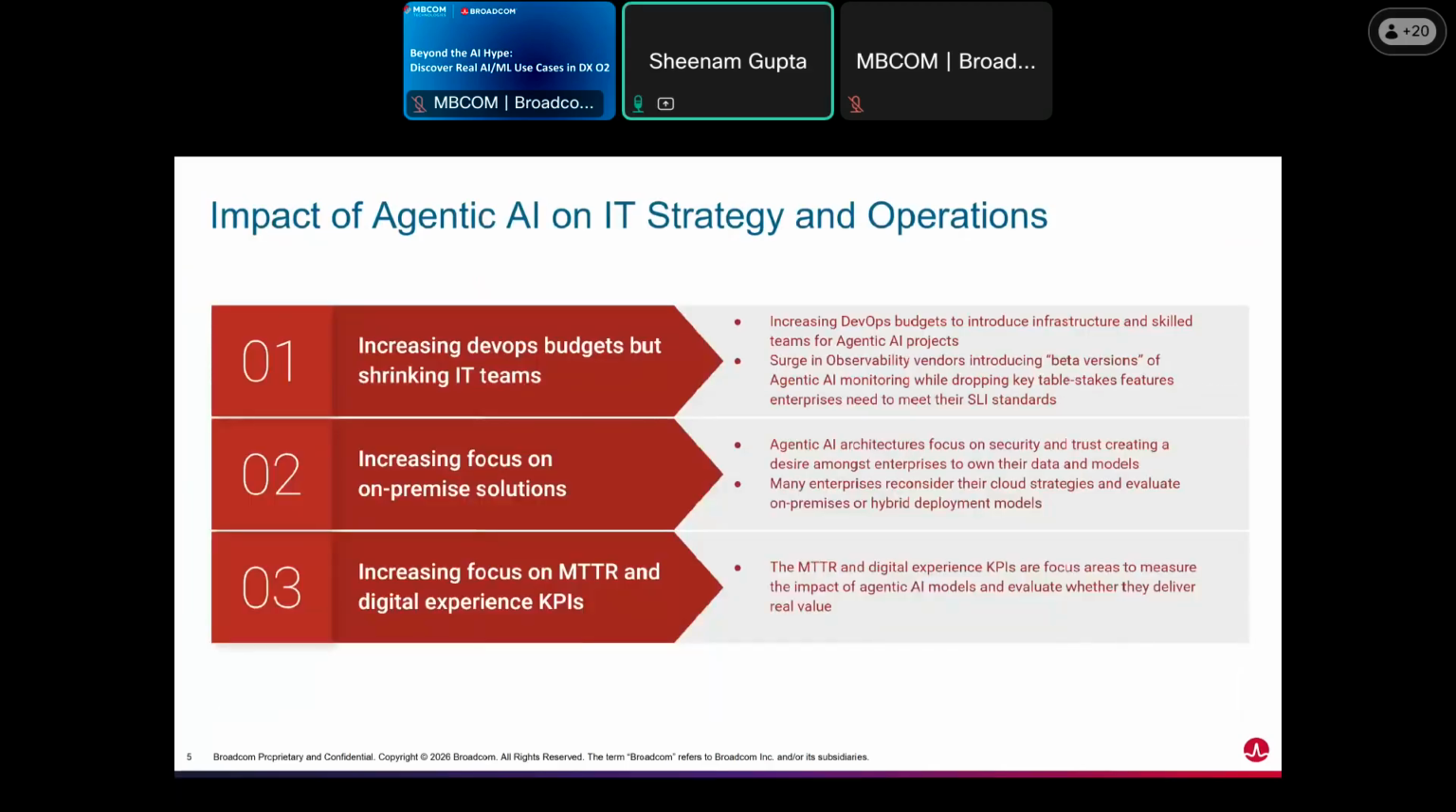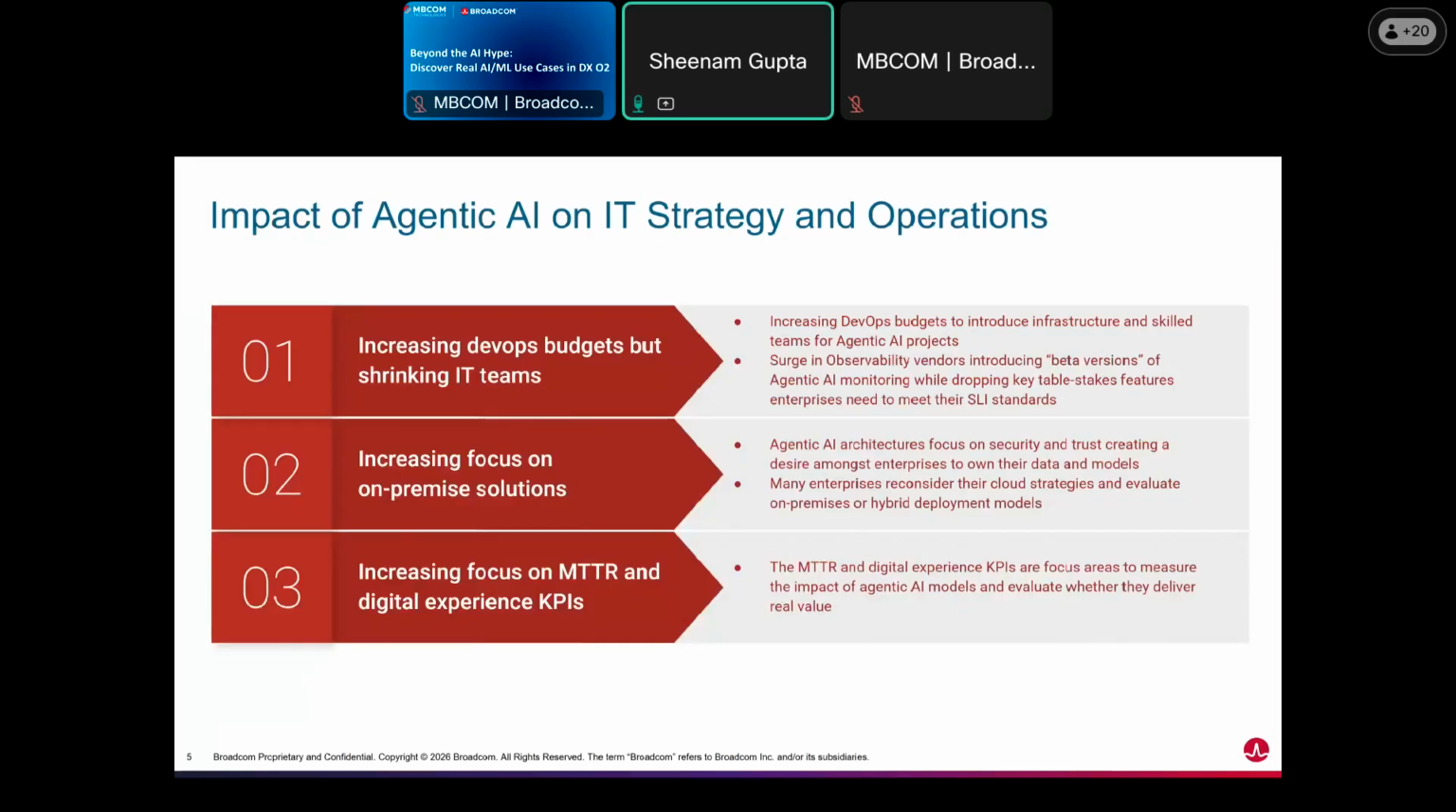So, what are some of the key trends that we have been looking at in the market? What is the impact of agentic AI on IT strategy and operations? The three key areas that we are hearing very often from our customers, and I'm open to validate this with all of you. If you see this in your customers, just raise a hand, do a +1. That will give me a good idea.